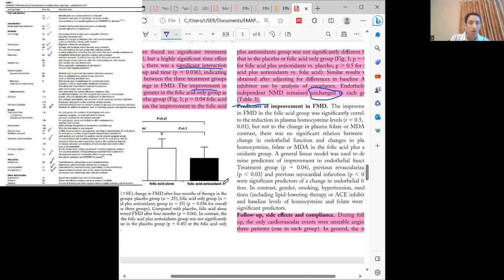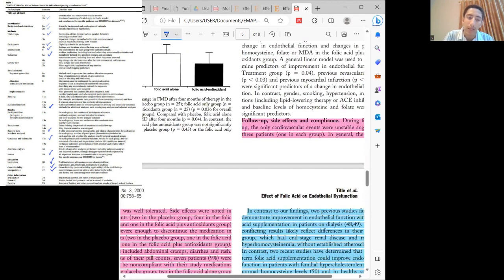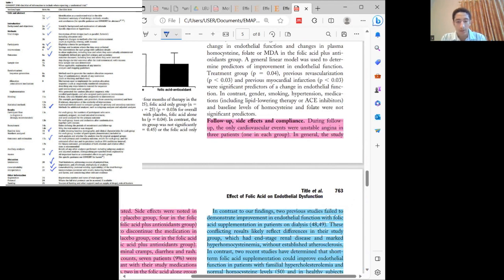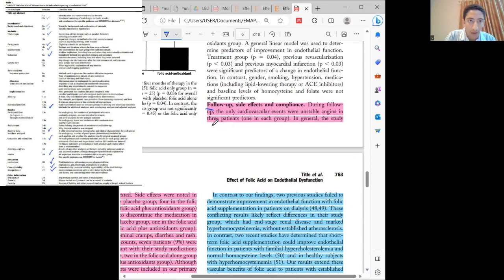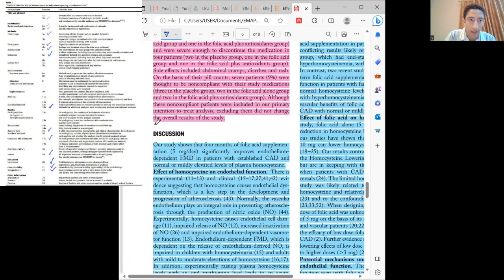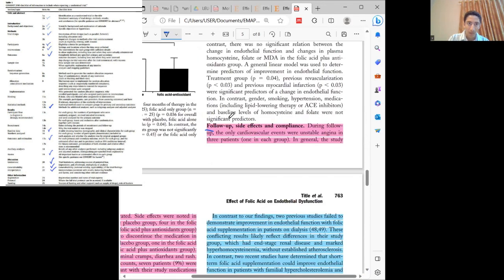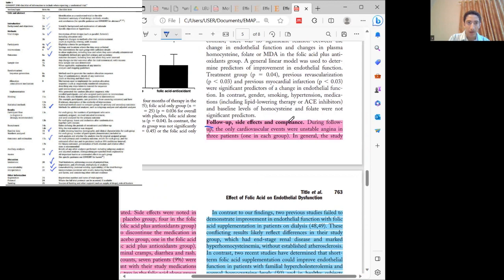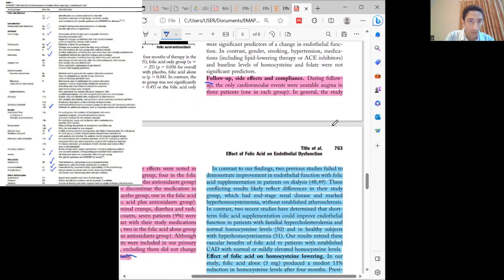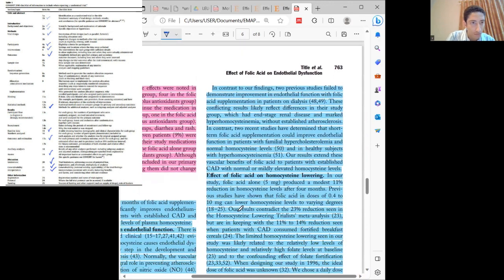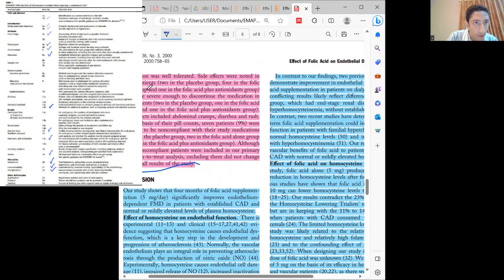We can move on to number 19. Number 19, from this until this: follow-up, side effects, and completion during follow-up. The medication was well tolerated.